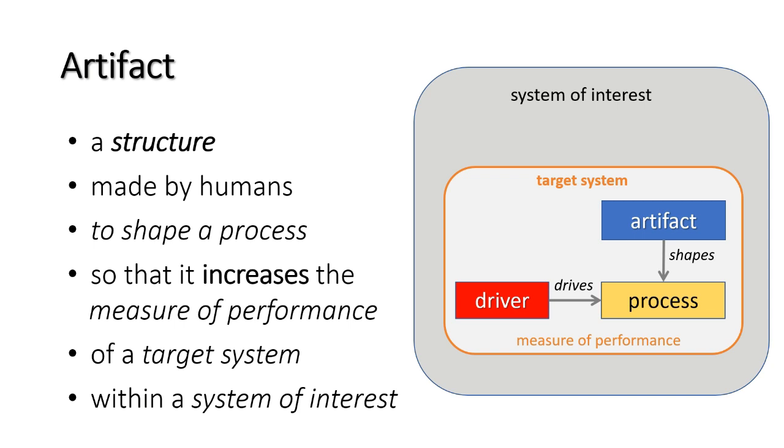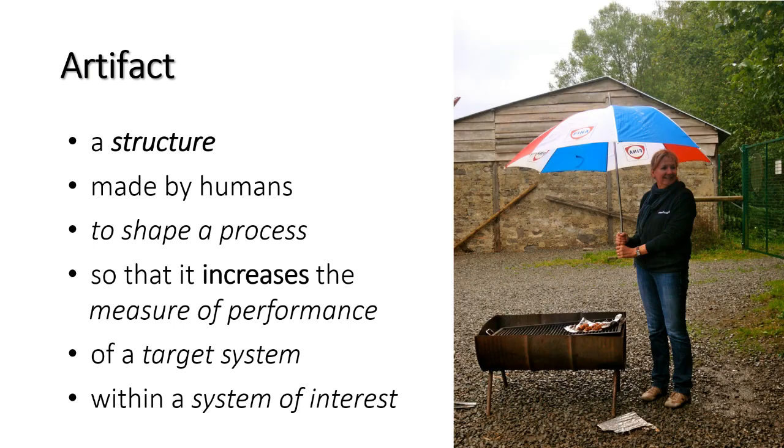On the right you see the system of interest, being the larger system within which we focus as engineers on a particular target system, and in this target system we place an artifact, a structure that we've designed so that it shapes a particular process, our target process, in such a way that the measure of performance of the target system improves. So systems engineering is about designing artifacts that improve the performance of processes.